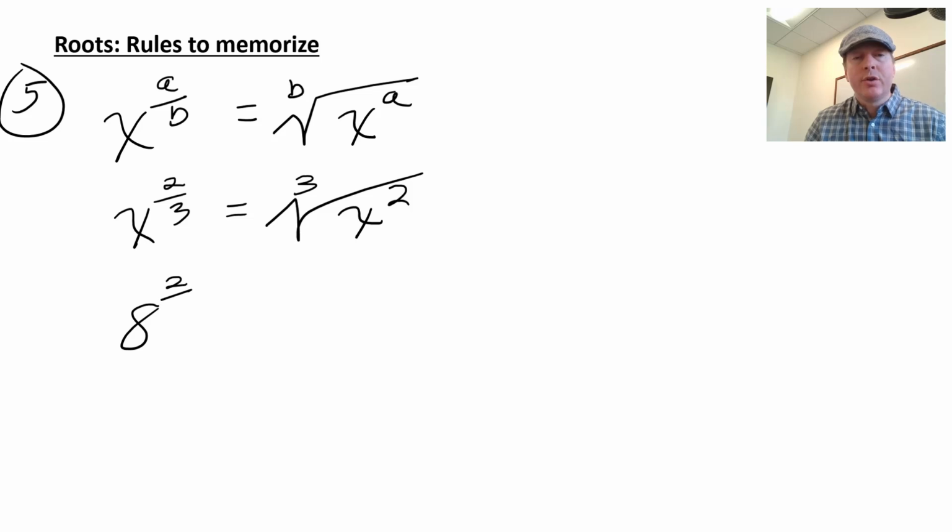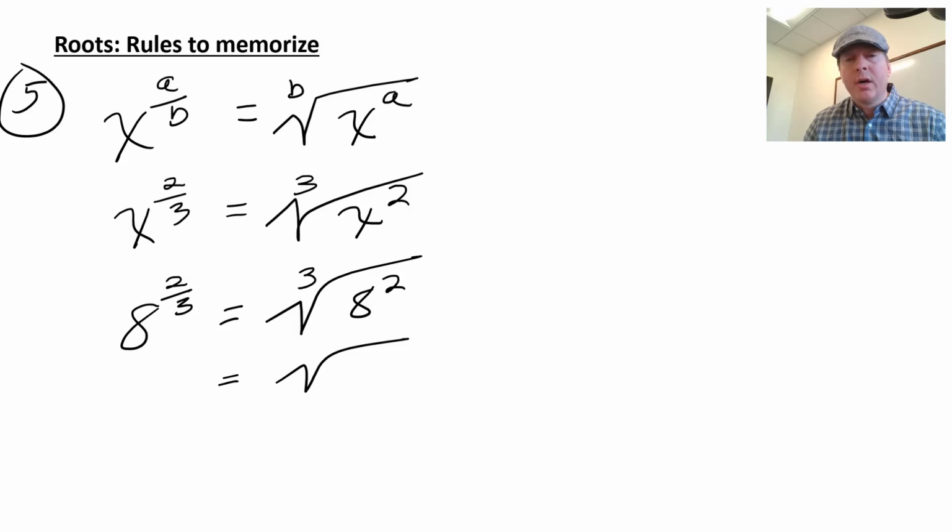8 to the power of 2/3 is the same thing as the cubed root of 8 squared, which is what? The cubed root of 64, and the cubed root of 64 is 4. 4 times 4 times 4 is 64.